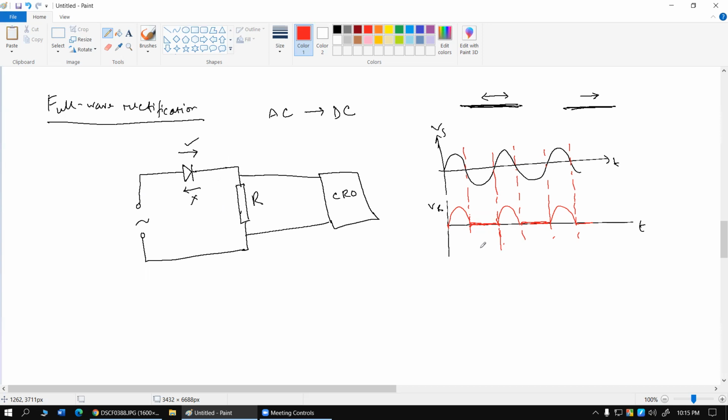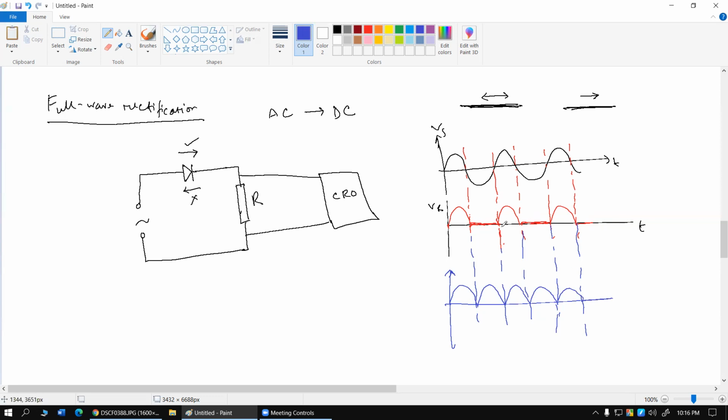Now, if we want to do full-wave rectification, a full-wave rectification should look something like this. If I just use the same scale, I'm going to use a different color. A full-wave rectification should look like this. Let me extend these lines. I haven't yet shown you how the full-wave rectification is done. I'm first showing you the output, what we are expecting to achieve using full-wave rectification. If we can do full-wave rectification, both the cycles should be rectified.